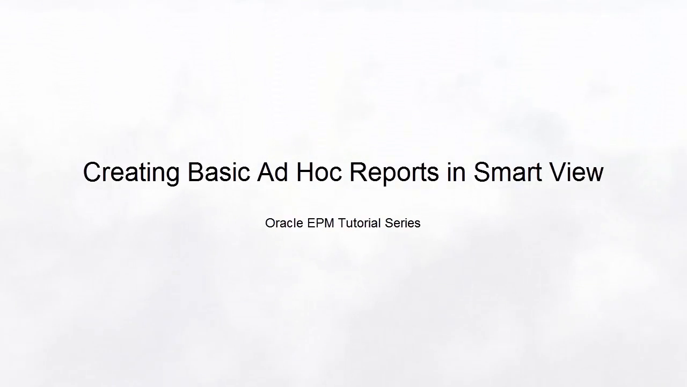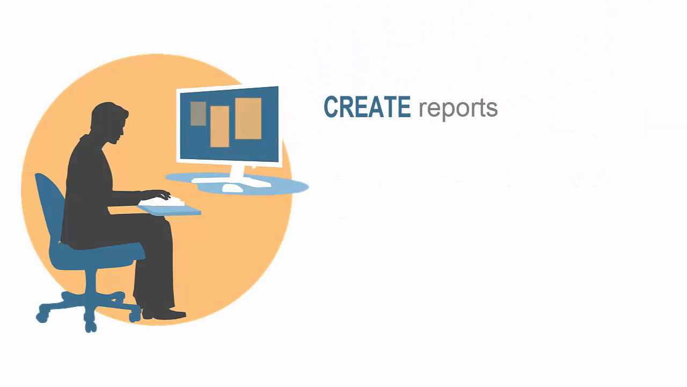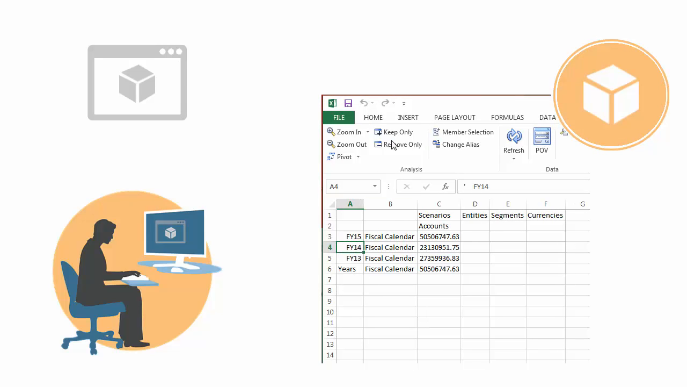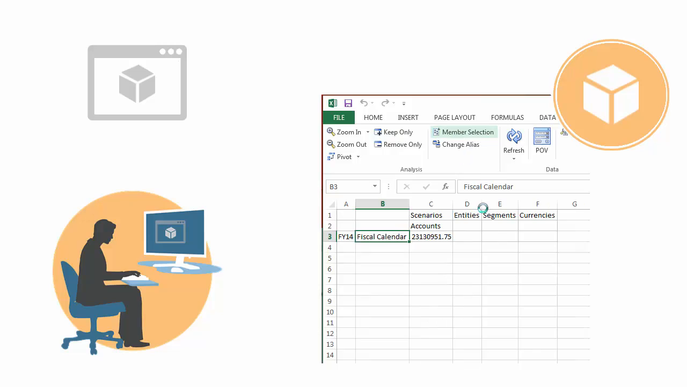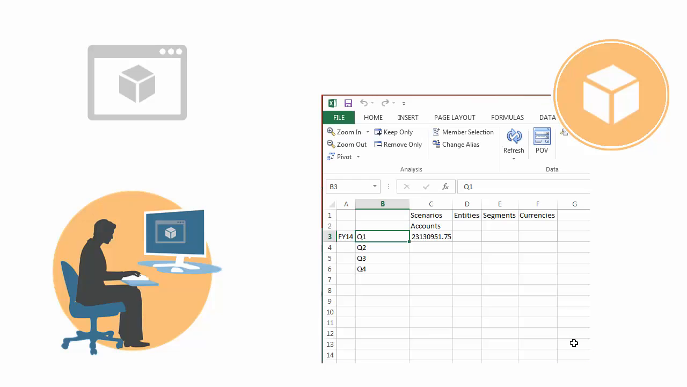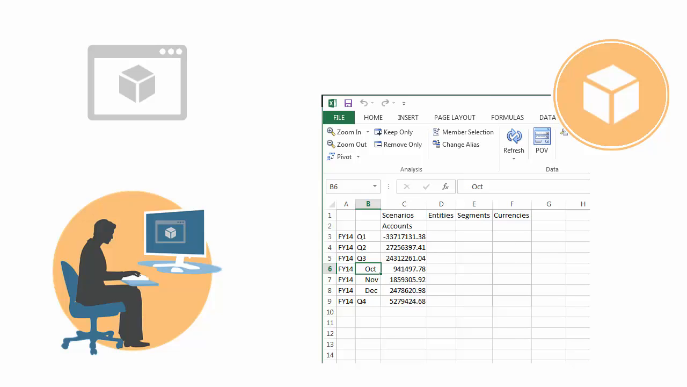Welcome to this step-by-step tutorial on using ad hoc analysis in SmartView to create reports and analyze data in Oracle Enterprise Performance Reporting Cloud Service. In this tutorial, I'll connect to an Enterprise Performance Reporting model and perform ad hoc analysis. You'll see how to pivot dimensions, keep or remove members, select members, and zoom into members.